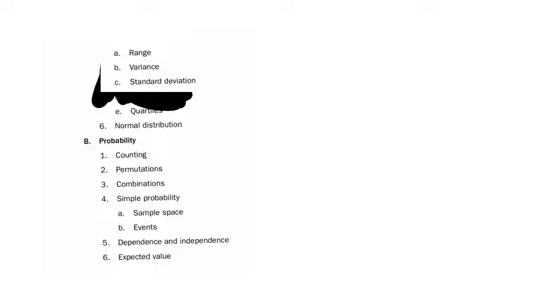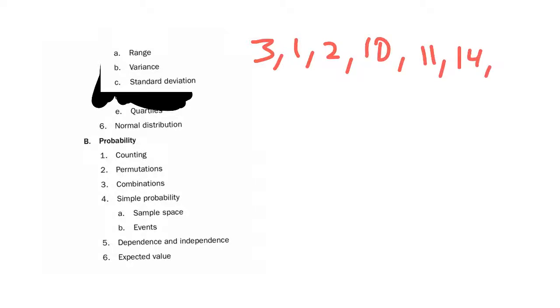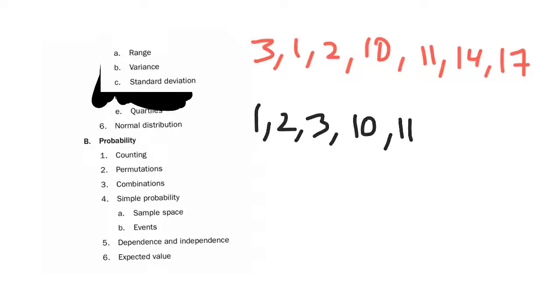So let's say we have the following numbers: 3, 1, 2, 10, 11, 14, and 17. Now that is 1, 2, 3, 4, 5, 6, 7 numbers. And the first order of business is to write these in order. So 1 comes first, 2 comes next, 3 comes next. Let's see, 11. Actually, that would be 10. We have 10. We have 11, and then we have 14. And finally, we have 17.